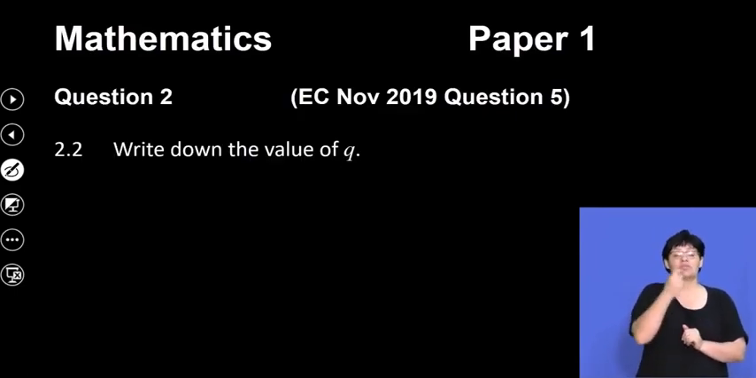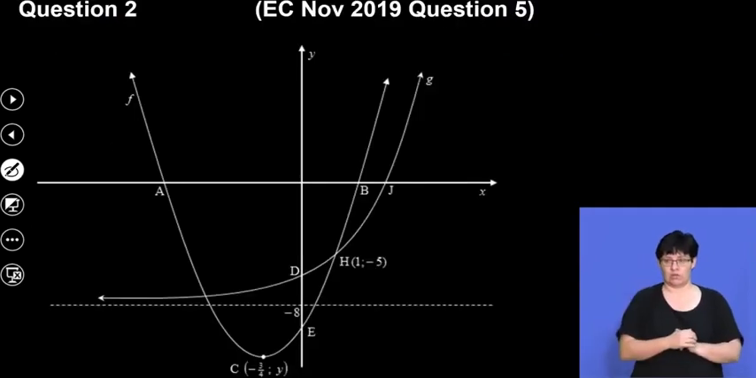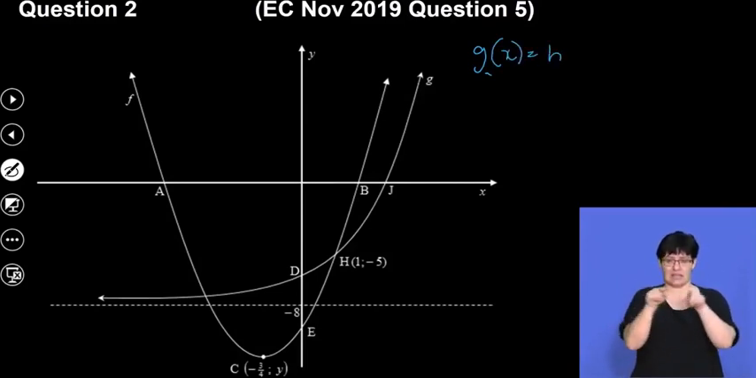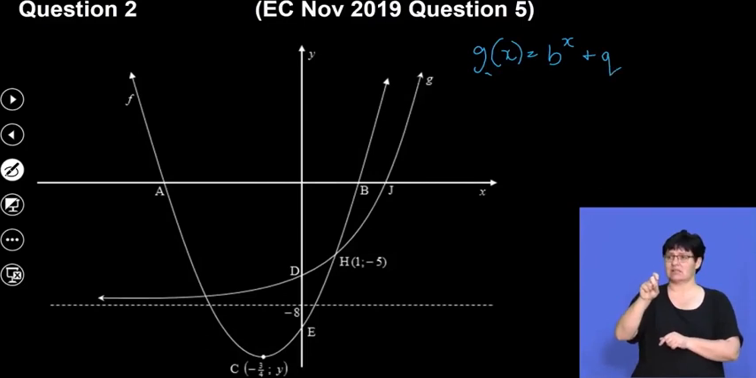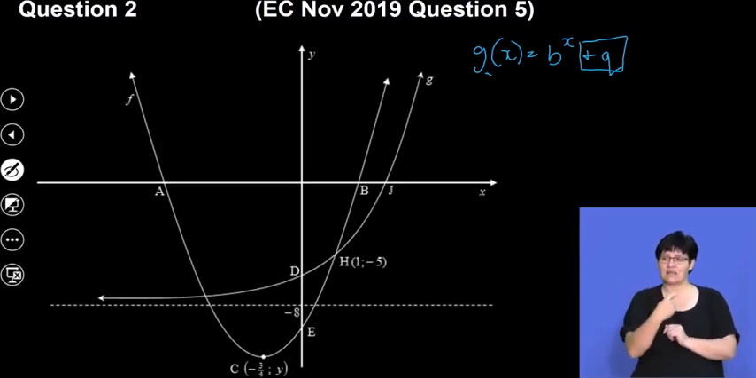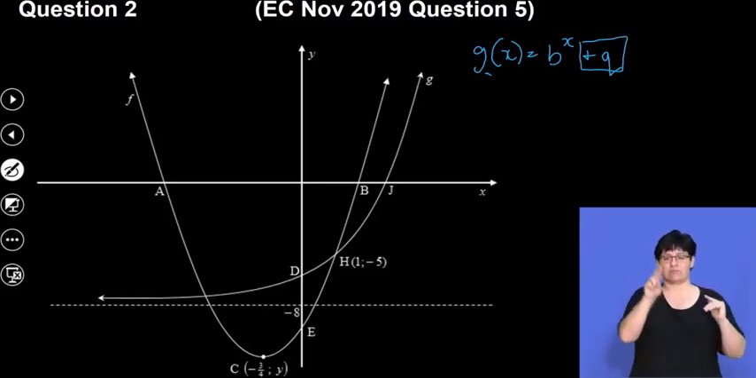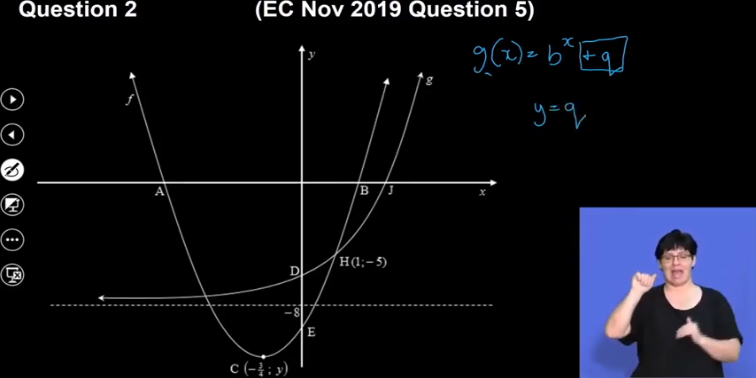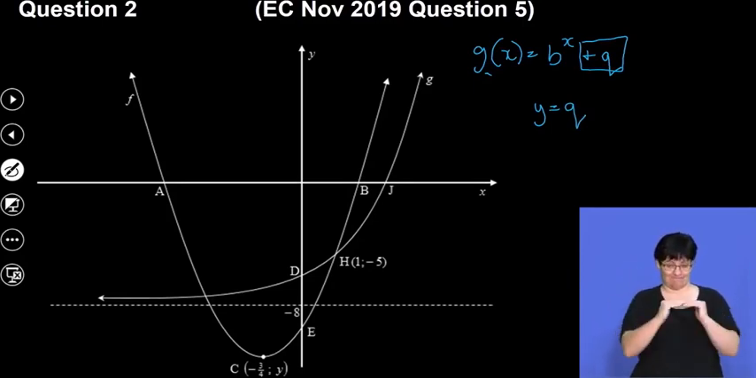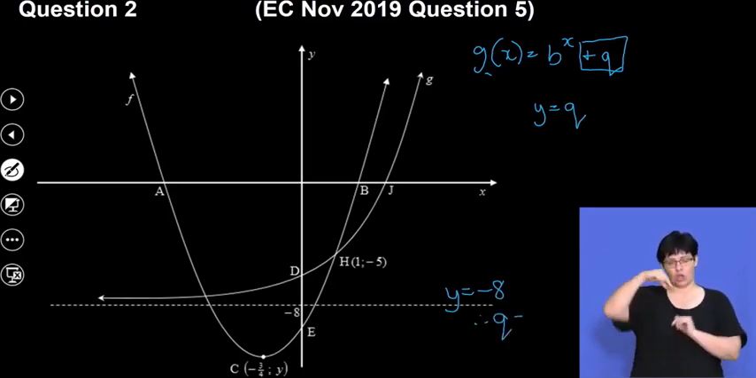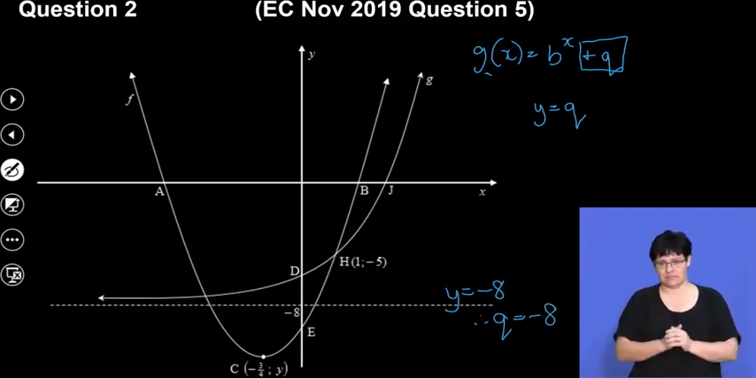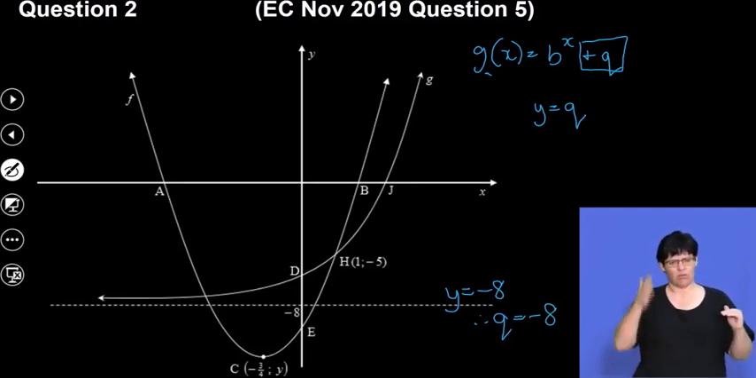Okay, the next question says, write down the value of q. Okay, so we were told that g of x is equal to b to the power of x plus q. So there's q over there, and it tells us about the horizontal asymptote of this exponential equation. So y equals q is always the equation of the horizontal asymptote. So we can see that the horizontal asymptote has the equation y equals -8. Therefore, q must also be equal to -8. Okay, so if you know the horizontal asymptote, you can definitely get that value of q.